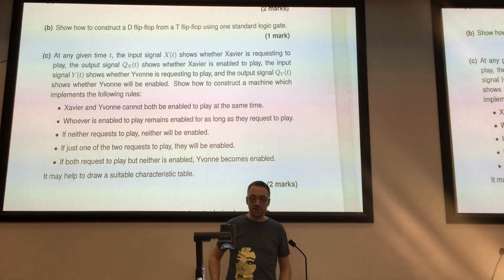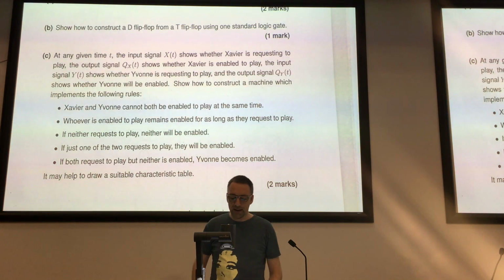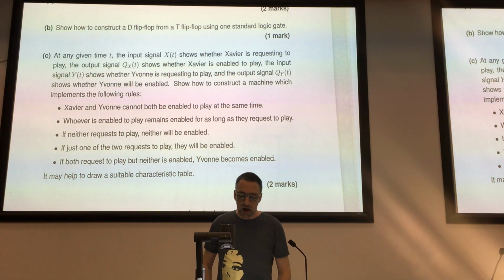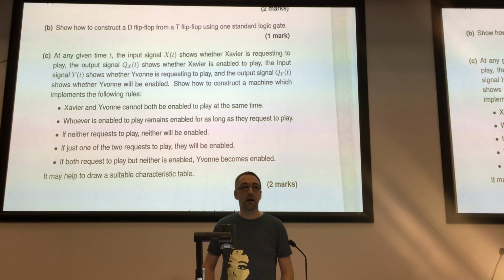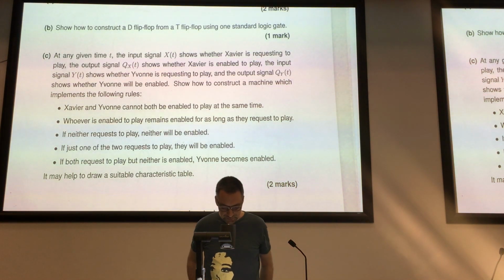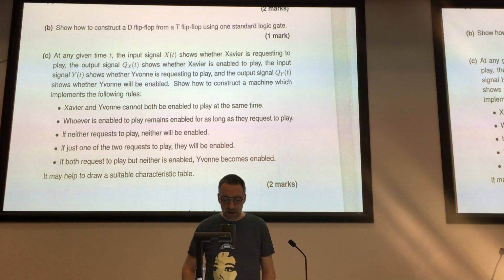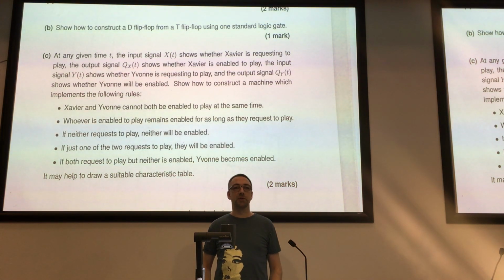Well, first of all, Xavier and Yvonne cannot both be enabled to play at the same time. So that tells us that our two flip-flops had better not both be one at the same time. They better not be given a one output. That would send a confused message. Okay? Whoever is enabled to play remains enabled for as long as they request to play.